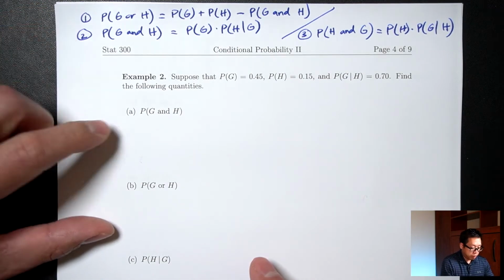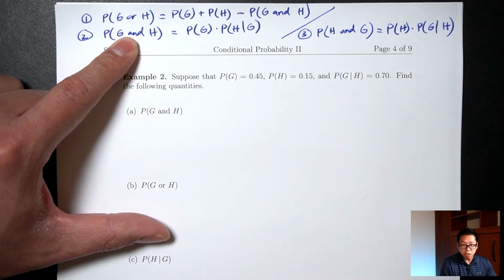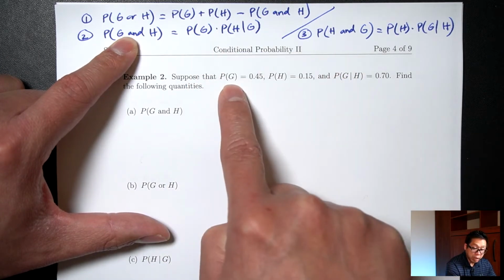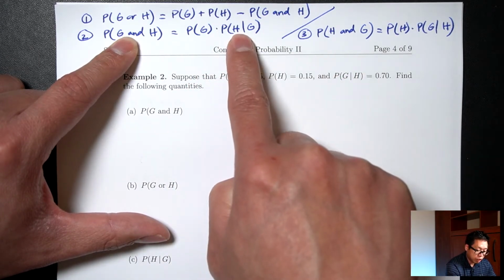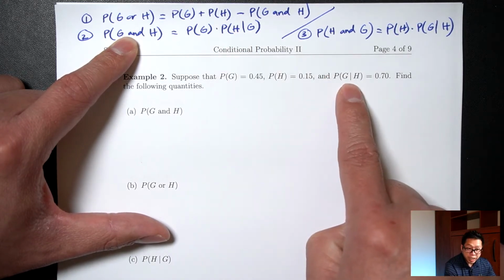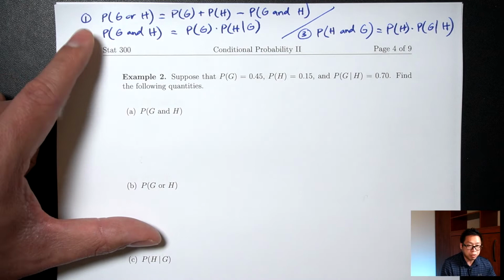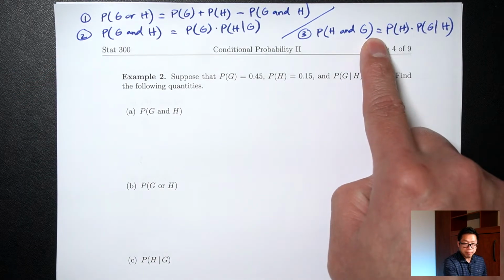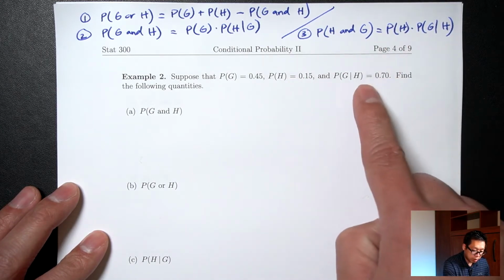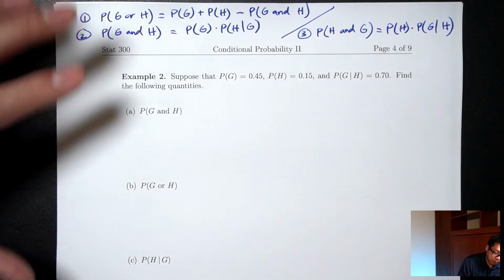Can I use 2? So probability G and H, that's right here. In order to use this formula, I would need to know everything else in the formula. Do I know probability of G? Yes, 0.45. Do I know probability of H given G? No, I know G given H, but that's not the same as H given G. So I don't know this H given G, which means I can't use 2. So the only one I can use is this last one. Do I know probability of H? Yes. Do I know probability G given H? Yes also, which means the third one's going to be useful. So I'm going to use the third one.